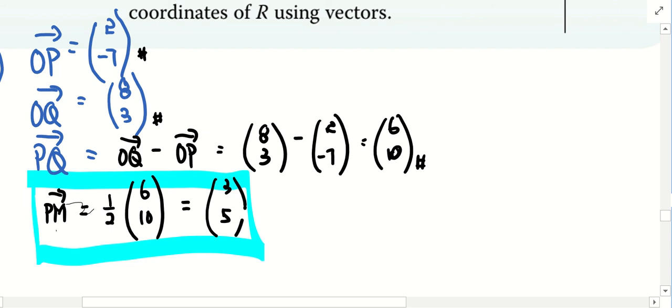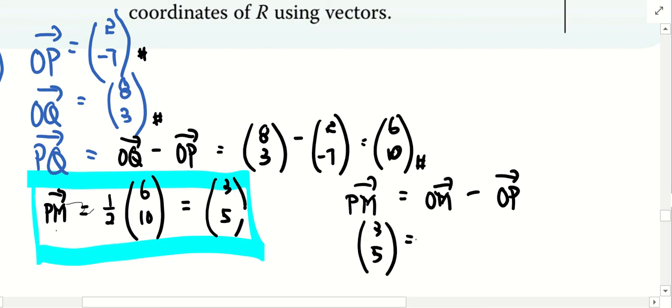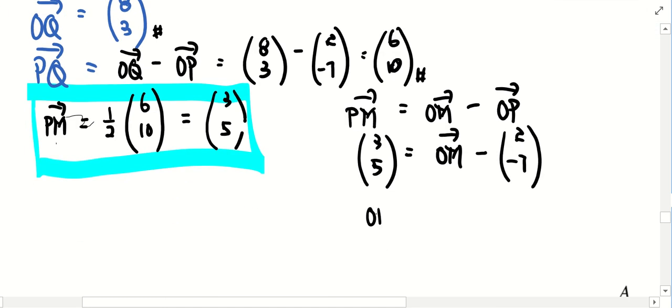I find PM first. After I found PM, remember, PM is also a position vector. PM is made up of OM minus OP. Am I right? Take note, for PM, I can make use of the position vector OM minus OP. Since PM is given, I want to find OM. I don't know what OM is, but I know what OP is. So I make use of a backward result. This is how I find OM.